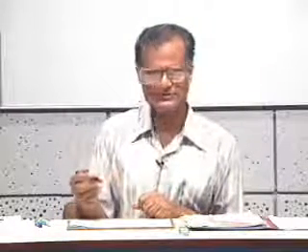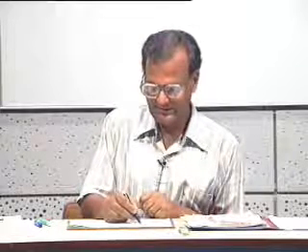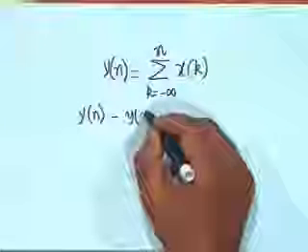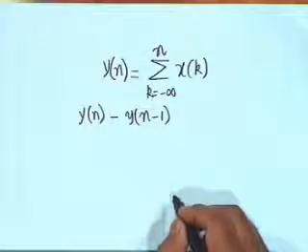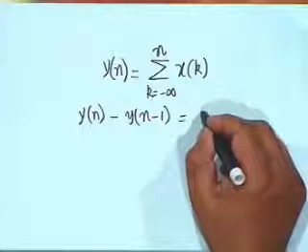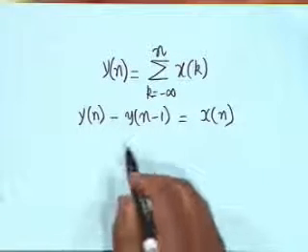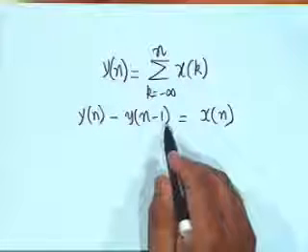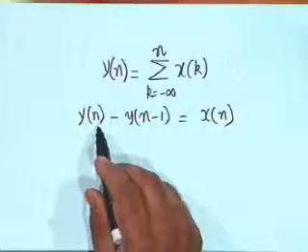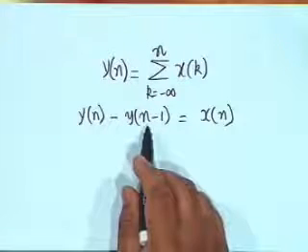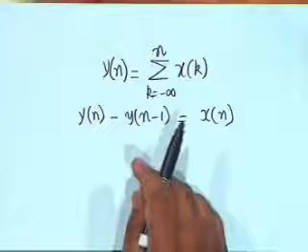Now, to test this, you notice that if I subtract y of n minus 1 from y of n, I get simply x of n. Isn't that right? The point is, can I construct a system which takes y of n as one input and y of n minus 1 as another input, two inputs now, and then produces the difference? Can I make such a system?